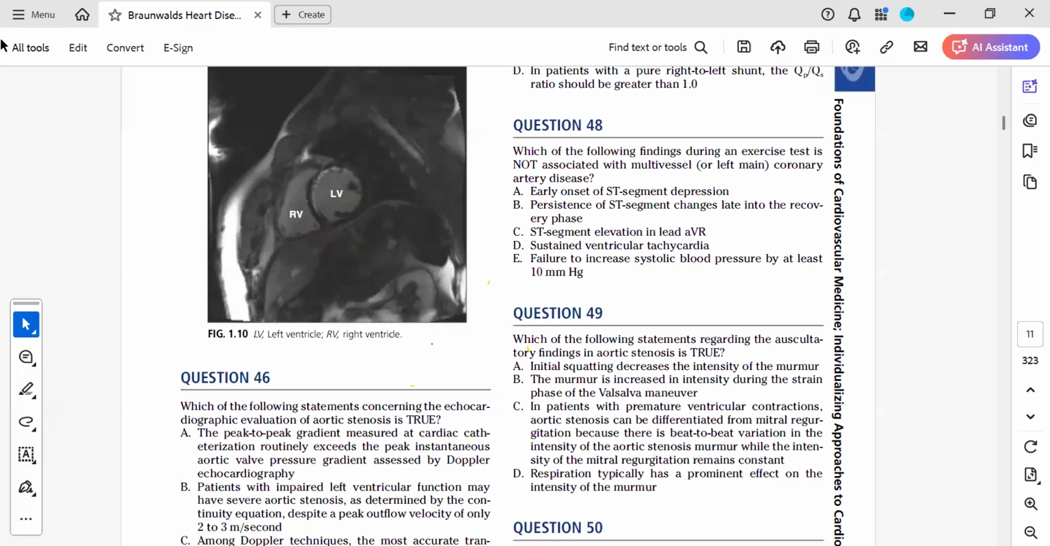Respiration typically has a prominent effect on the intensity of the murmur. We know that respiration typically affects right-sided heart murmurs, not left-sided murmurs, because of the increased venous return to the right side. So this option is actually false because aortic stenosis is more of a left-sided murmur. So the answer to number 49 is C.